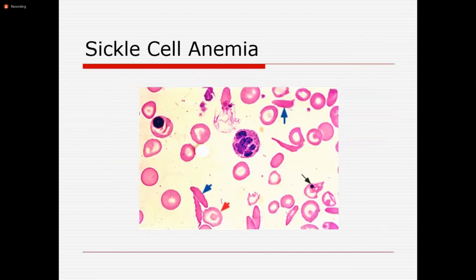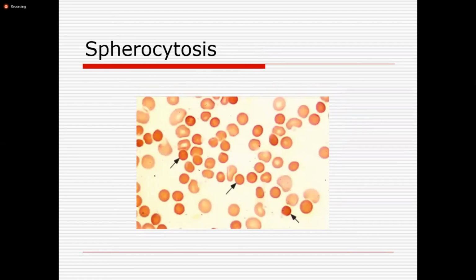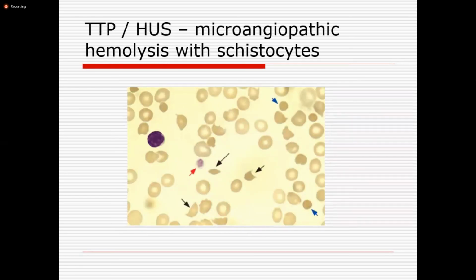Sickle cell anemia, you can see the sickling of the RBCs in the peripheral smear. Next, please. These are the spherocytes. These are the rounded RBCs rather than the biconcave disc-like appearances. Next, please. TTP or HUS, you can see schistocytes with the arrows.